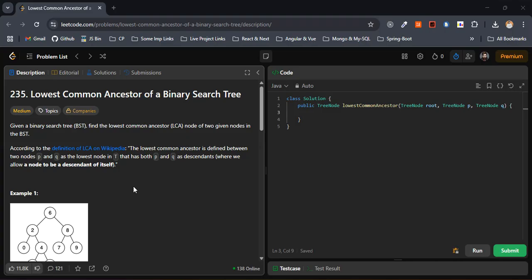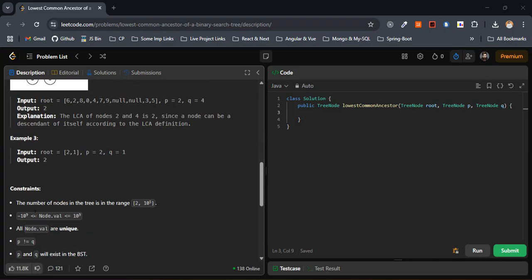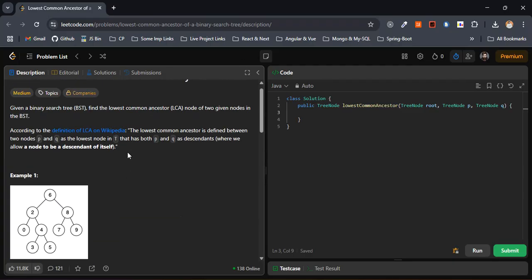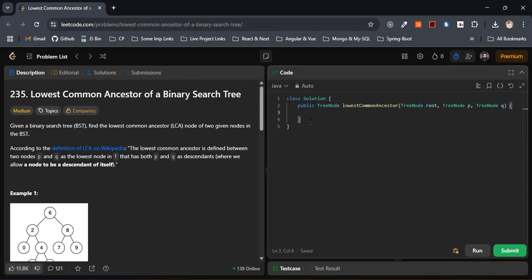They have given wonderful examples just for the sake of understanding. Here we have p equals 2 and q equals 1. We have only two nodes, so quite obviously the root will be the lowest common ancestor. So we have to return 2 here in this case. This is fine. Right now, we have the understanding of this one.